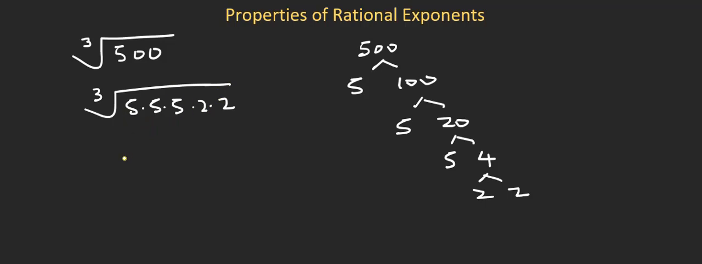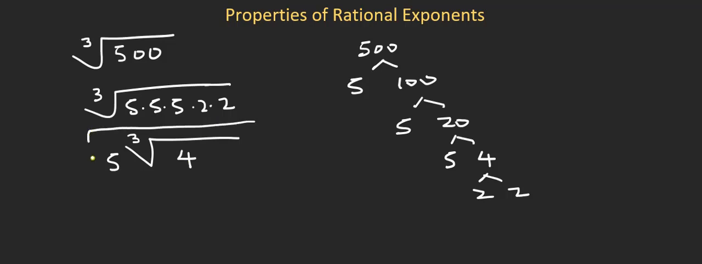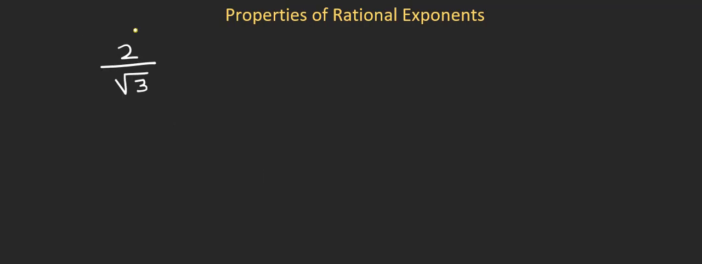So what can come out here? 5 comes out, because you need 3 of the same kind to come out, since the index is 3. What about the 2s? Well, you need one more 2 to come out, so since we only have two 2s, they have to stay inside, so it becomes 4. So the answer is 5 cube root of 4.